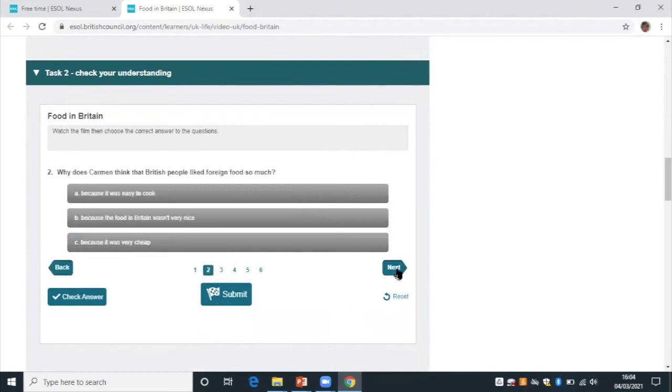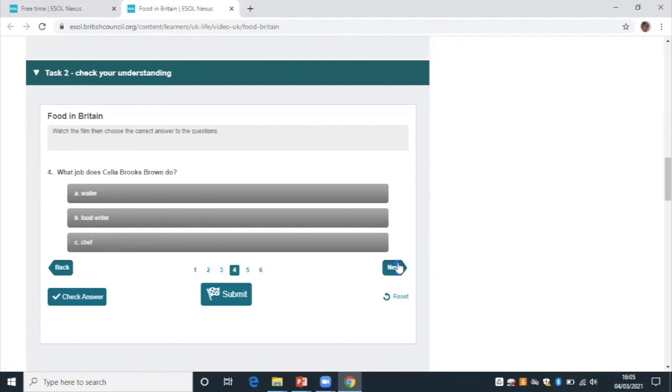Why does Carmen think that British people liked foreign food so much? So this is linking back to one we've already talked about, because the food wasn't very nice. You might agree, you might disagree. Now, I think this one's a little bit controversial, a bit shocking. It says, which of these is not in a full English breakfast according to the film? Well, in the video, I saw them talk about black pudding. I heard them talk about mushrooms, but I didn't hear them discuss baked beans. But I do have baked beans when I have a full English.